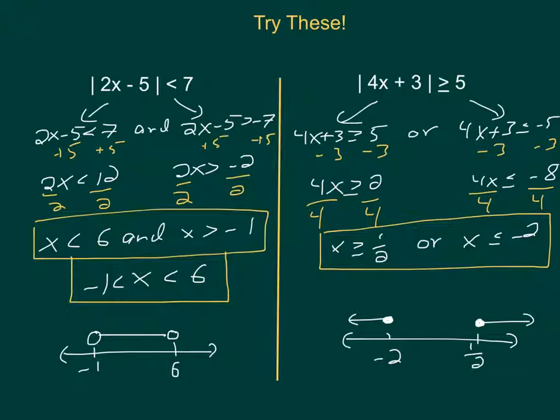Solve each inequality. We get x is greater than or equal to 1/2, or x is less than or equal to negative 2. Graph that on the number line, negative 2 and 1/2. Closed circles because of the or equal to, and the arrows point away from each other, just like we'd expect for an or. All right, so there you go. That's your 2 examples. Let's try 2 more.